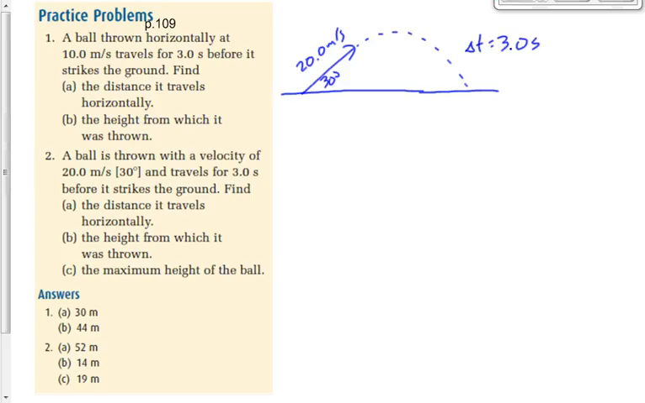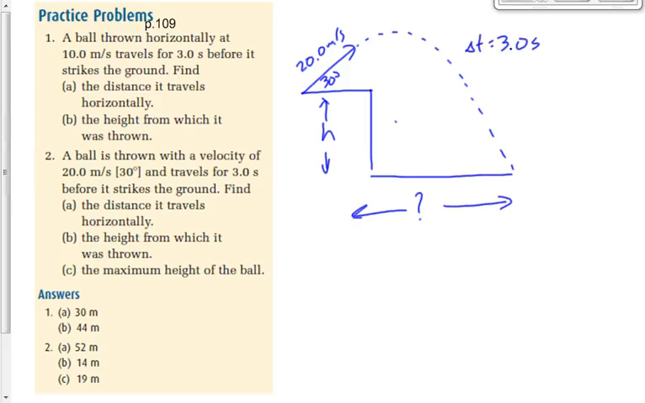We want to find out the distance that it travels horizontally. Question B says the height from which it was thrown. So it looks like I made a little mistake there. It was thrown from a certain height right here. Make sense? We want to find out what this height is. And we want to find the maximum height of the ball. Interesting. We want to find this height right there.